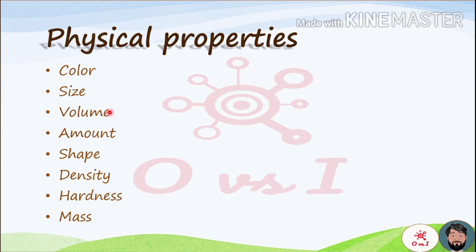Volume, as well as size, volume is the same. For example, you take 1 liter of water or half liter of water, that will be the physical property of water, because water is not being changed. And the amount is the same for these two kinds. And the other one is shape. For example, you have wood of round shape, you have wood of sheet. So that's the physical property. Wood is not being changed.